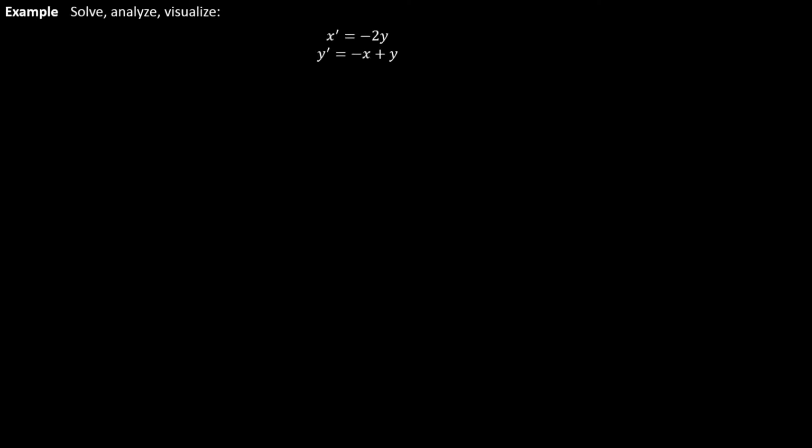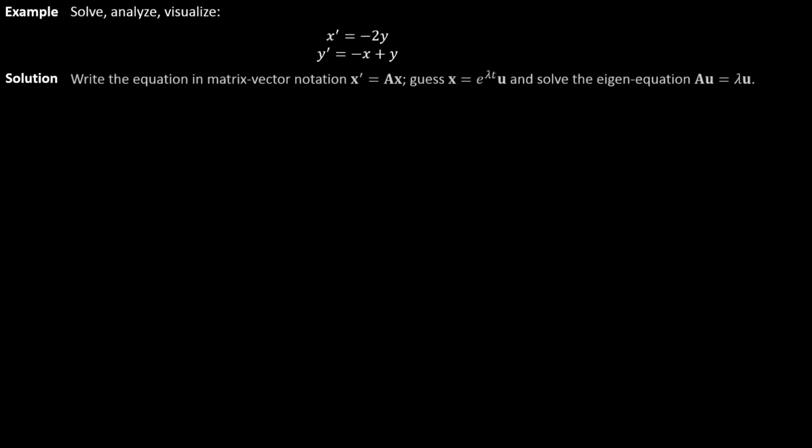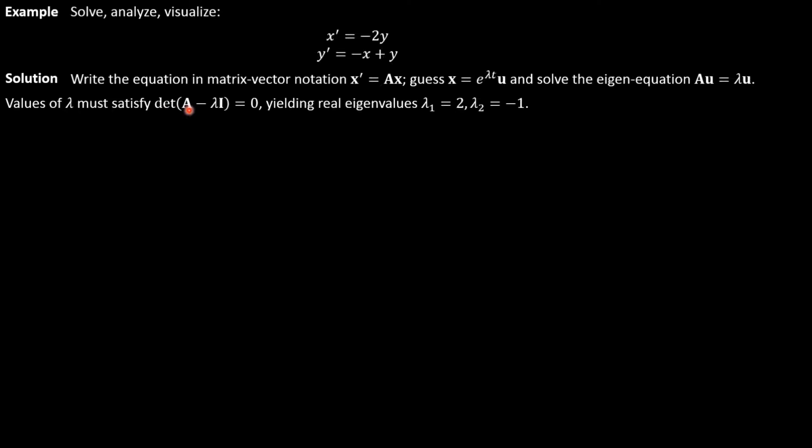Here's another differential equation. We go through the usual process of solving it. We guess e to the lambda t u is going to be our solution. That leads us to the eigen equation. We solve the eigen equation by solving determinant of A minus lambda I equals 0, and you get eigenvalues 2 and -1. I've shown you the equations for doing this by hand, and I've also shown you the code on previous slides, so I'm not going to copy the code here. You can rewind to one of the first problems. All the code is there for how you find these.